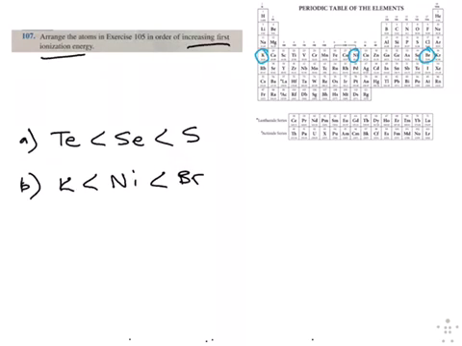Bromine's is so much higher compared to potassium because they're in the same row. So they have the same number of energy shells of electrons. But bromine has a much higher core nuclear charge than potassium does. So much stronger Coulombic attraction.